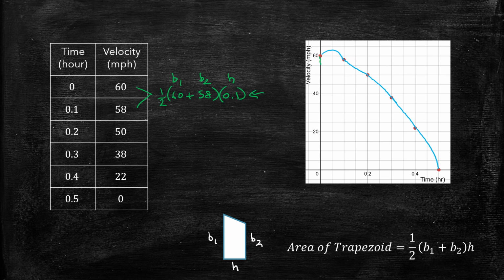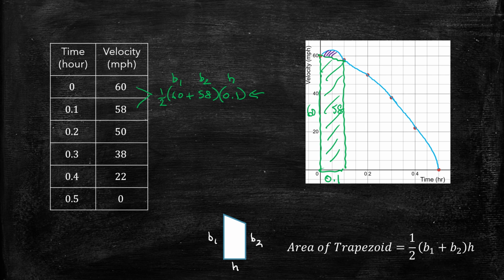Well, let's look up here. Here's a trapezoid right here. So what are the bases of this trapezoid? This is 60. This one is 58. The distance between the bases is 0.1. And the area of that trapezoid would be given by that green calculation, which is an approximation to the distance traveled, or the area under the curve.